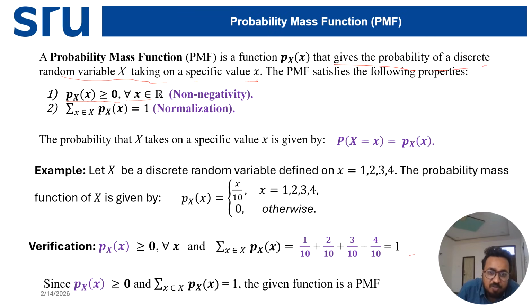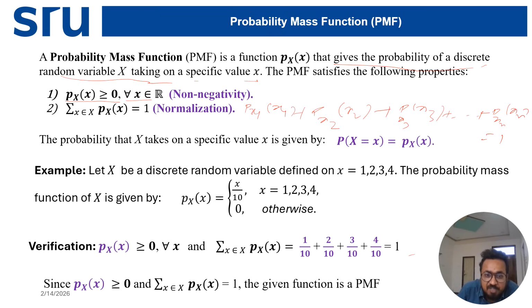This is also called non-negativity, and the sum of all the probability, that is what? P of x1 plus P of x2 plus P of x3 up to P of xn equal to 1.